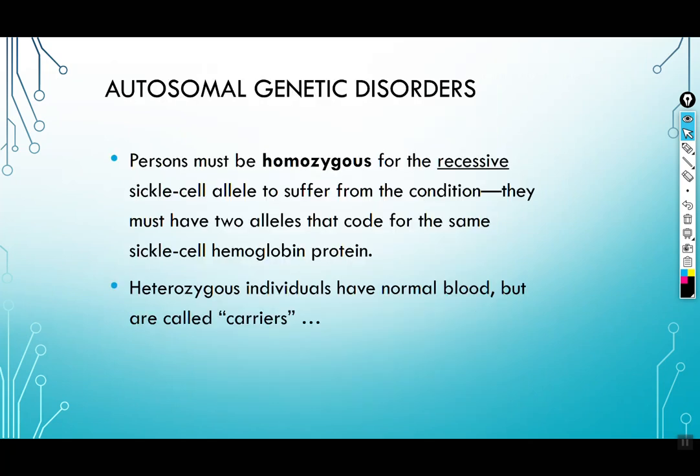Okay, so autosomal disorders happen on autosomes. So if there's an autosomal recessive disorder, that means that persons must be homozygous for the recessive allele in order to suffer from the condition. So for example, sickle cell anemia, they need to get one copy of the recessive allele from mom and one copy of a recessive allele from dad. So, let's make it red because it's about blood. Large S equals normal, little s equals either a carrier or actual sickle cell.